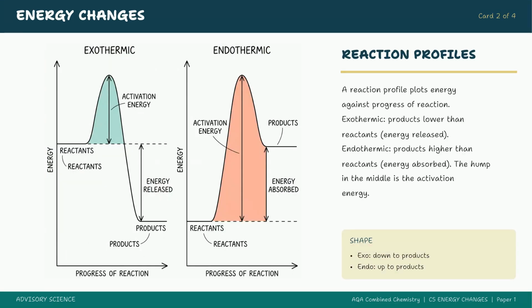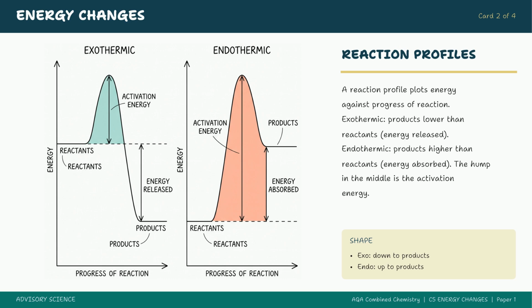Reaction profiles. A reaction profile is a graph of energy against the progress of a reaction. For an exothermic reaction, the products are lower than the reactants on the energy axis, and that's because energy has been released. For an endothermic reaction, the products are higher, because energy has been absorbed.